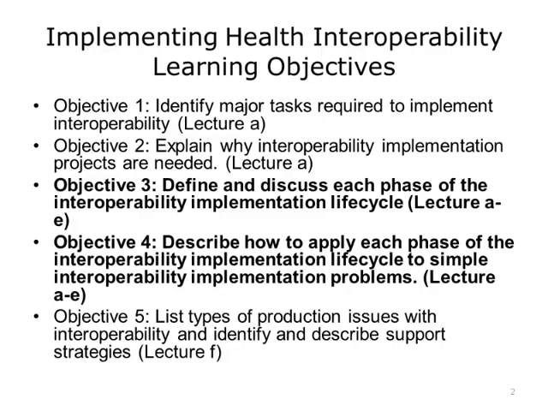Number 1. Identify major tasks required to implement interoperability. Number 2. Explain why interoperability implementation projects are needed. Number 3. Define and discuss each phase of the interoperability implementation lifecycle. Number 4. Describe how to apply each phase of the interoperability implementation lifecycle to simple interoperability implementation problems. And number 5. List types of production issues with interoperability and identify and describe support strategies.